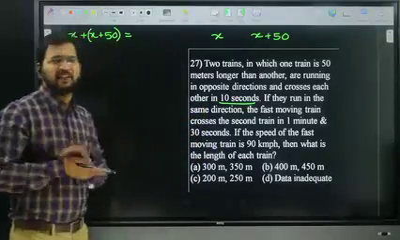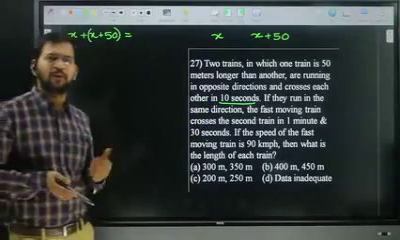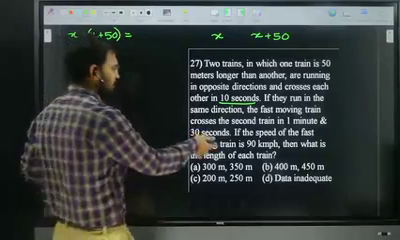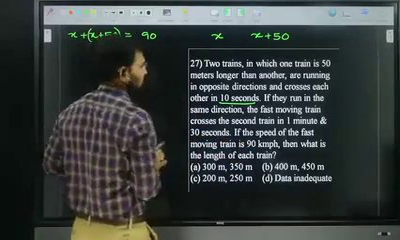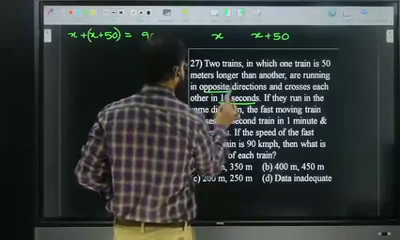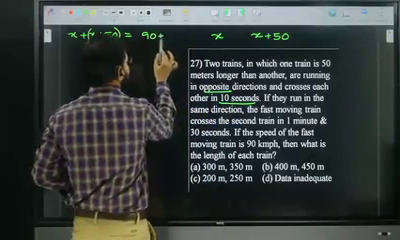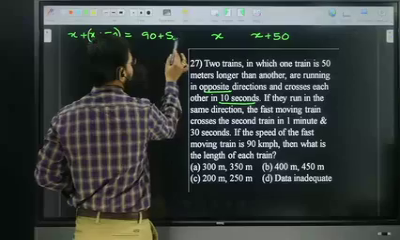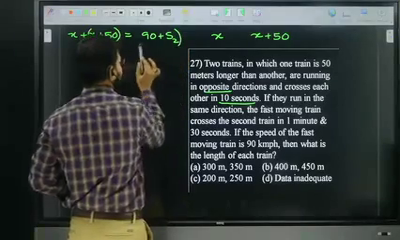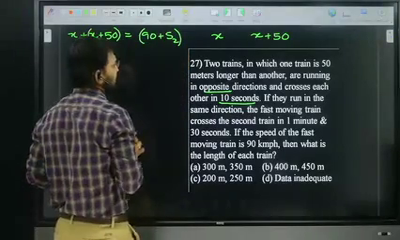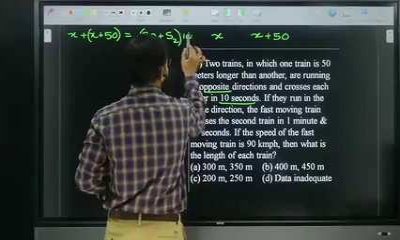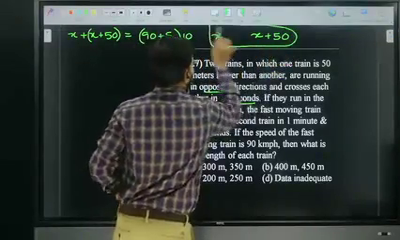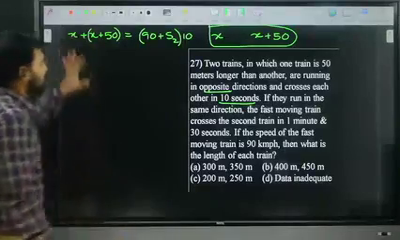Here the two trains are in motion, therefore we are going to take relative speed. They have given the first train speed as 90 km per hour. 90, minus or plus? Which direction? Opposite direction, so plus the second train speed, which I don't know. I assume the speed of the second train as S2. So 90 plus S2, into time. Time is how many seconds? 10 seconds. This is the first equation.